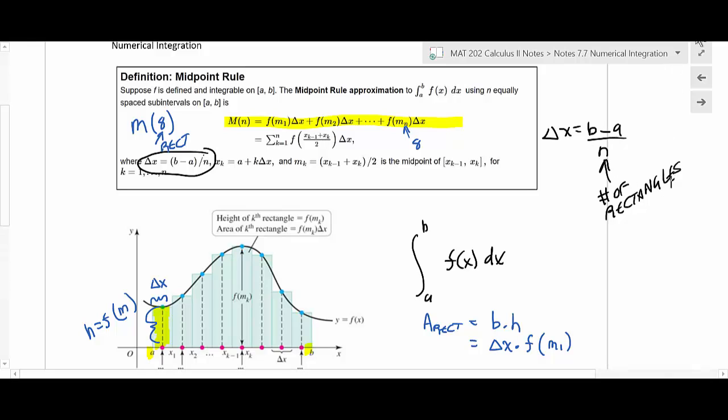So you don't really have to memorize the formula. All you have to know is that the area of a rectangle is base times height. The base is delta x, and the function value at the midpoint is the height. Does that make sense? Okay, I'll do one specific example that we'll go through, and then we're going to do the trapezoid rule. So that's all I want to say on this page mainly. Yes.